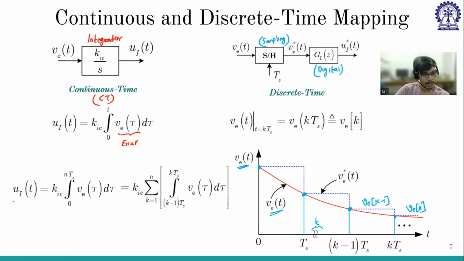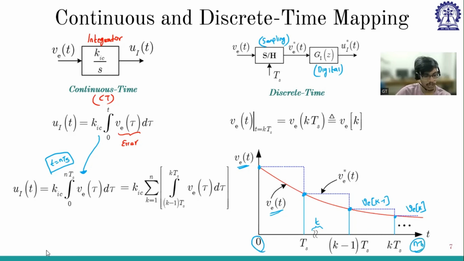So UI of t is the integral from 0 to t. Say t is NTS, so from this I get this expression. So t is nothing but NTS, and from 0 to NTS I am writing this. Why am I writing this? Because I want to digitize it, so I am writing in multiples of TS.